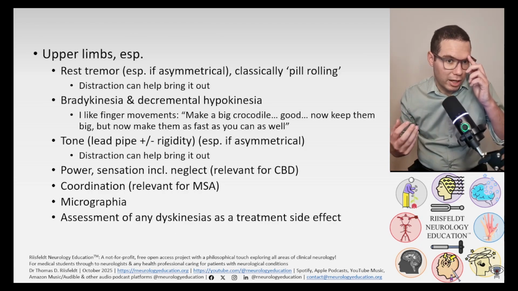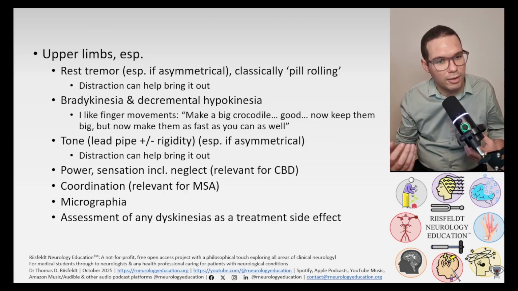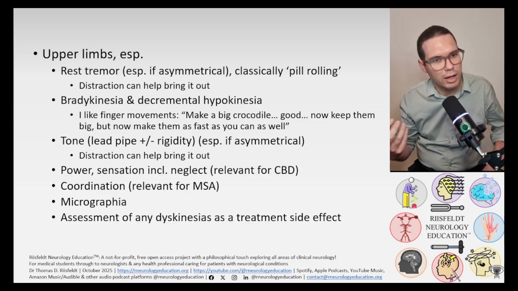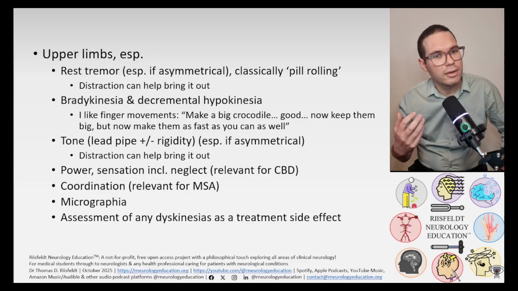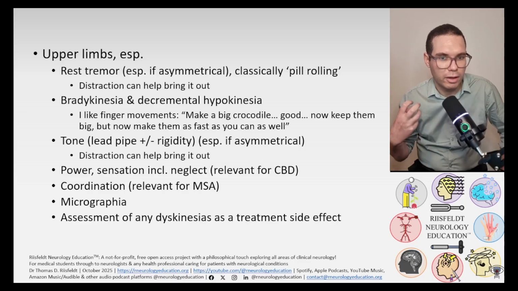Moving on to the upper limbs now. Of course, you're doing a full upper limb examination, but some of the things to take particular note of are, with inspection, does the patient have a rest tremor? And if so, is it asymmetrical? So rest tremor is one of the core diagnostic features of Parkinson's disease, and typically it is asymmetrical. In the later stages of the disease, it may be that the asymmetry is less apparent or it goes away completely once it really does just become bilateral. But in the early stages, it should usually be asymmetrical.